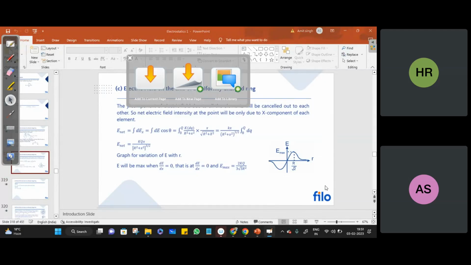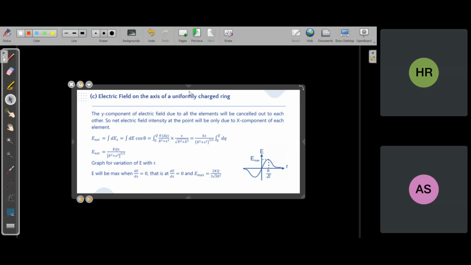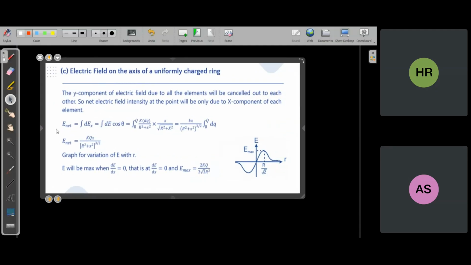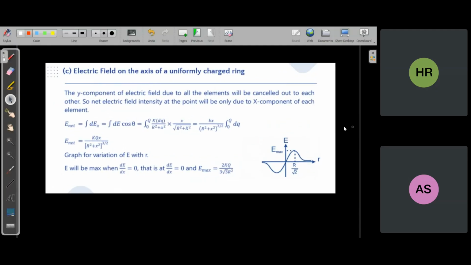See this. Also, you can see the final expression that is coming. In this final expression, you can see what the value is at x equal to 0. What is the electric field at x equal to 0?